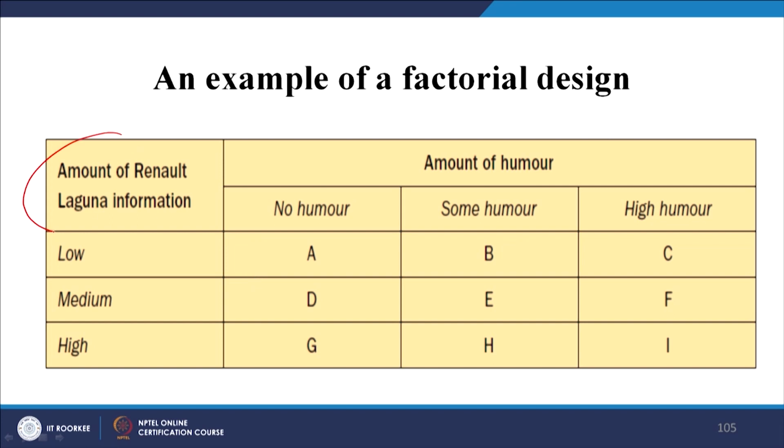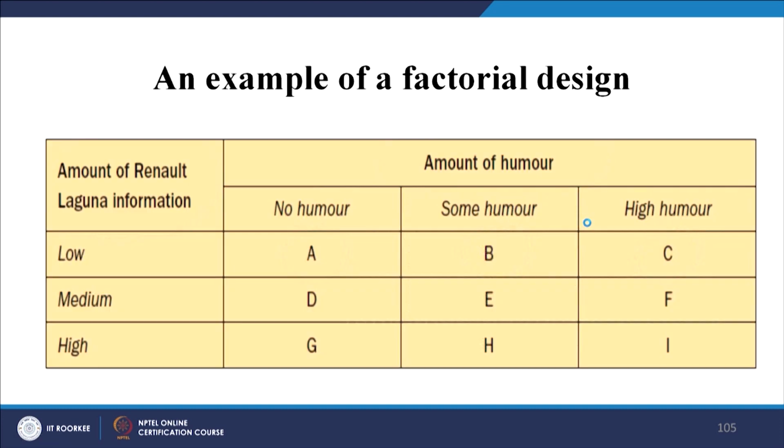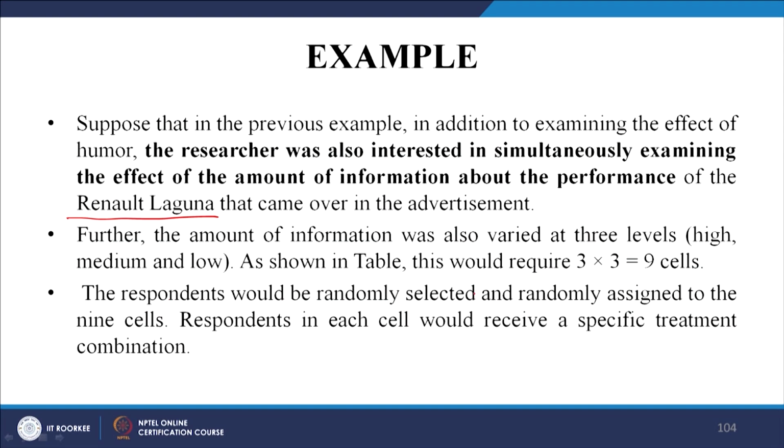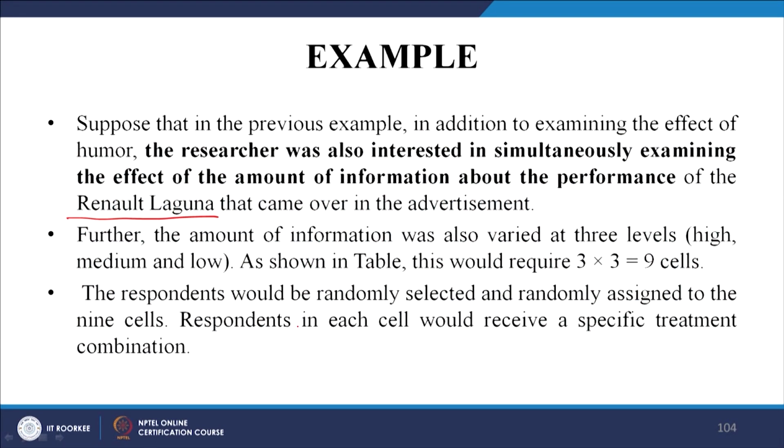So, the amount of information, right, and amount of humor, right. So, the information is let us say low, medium and high. Low information about the vehicle, medium. So, this is the experience you can say. The humor has been taken as no humor, some humor, high humor, and now each test unit is placed, right. So, what happens here is, the respondents would be randomly selected and randomly assigned to the 9 cells. So, 3 cross 3 is 9. So, randomly they are assigned. Respondents in each cell would receive a specific treatment combination and then the results would be measured, right.